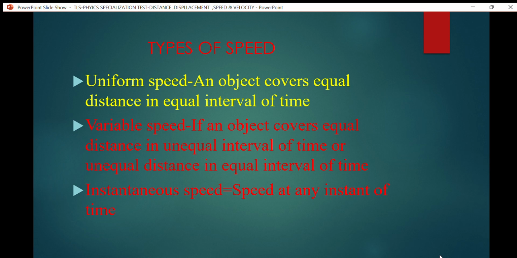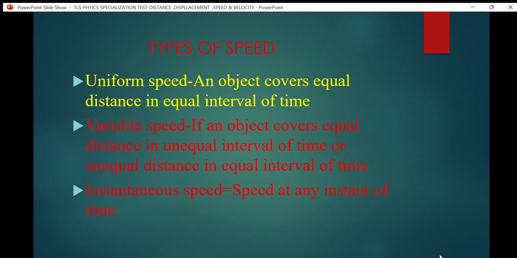So it is not uniform speed. That's how we say variable speed. It can be the same distance in unequal intervals of time or unequal distances in equal intervals of time. In both ways we will get variable speed.